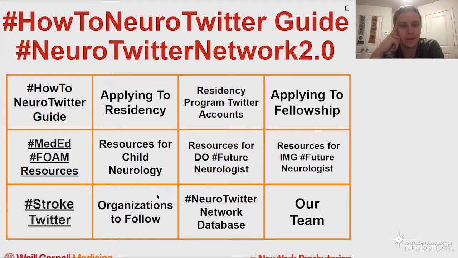And so the second iteration of this guide really expanded out into different resources and into subsets such as stroke Twitter, specific resources for child neurology, the database of residency programs, and then even information now on applying to fellowship, which, as somebody who just went through that process, would have been wonderful to have, a social media based source of information on that. The AAN has excellent information on their websites about going through fellowship, but finding fellowship programs and other people to follow on social media is again a difficult thing to track down in the neurology community. You can go next slide.